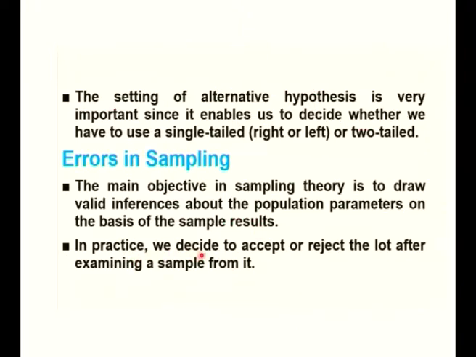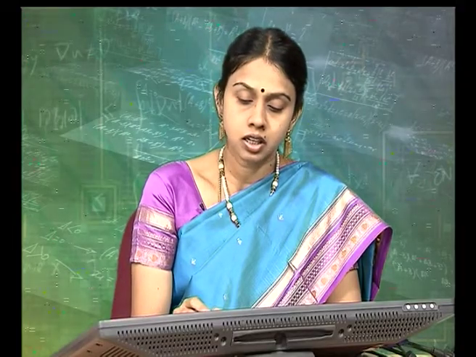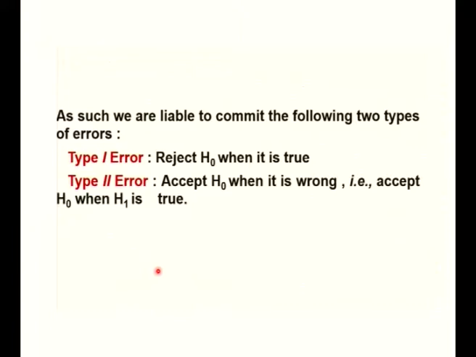In practice, we decide to accept or reject the lot after examining a sample from it. This accepting or rejecting of the lot after examining a sample from it is decided by the test of significance we are concerned with. As such, we are liable to commit the following two types of errors. What are the two types of errors? Type 1 error says rejecting H naught when it is true. Is it not an error? Rejecting H naught when it is true is definitely an error. When it is true, it should be accepted. So, when it is rejected, it is called a type 1 error.